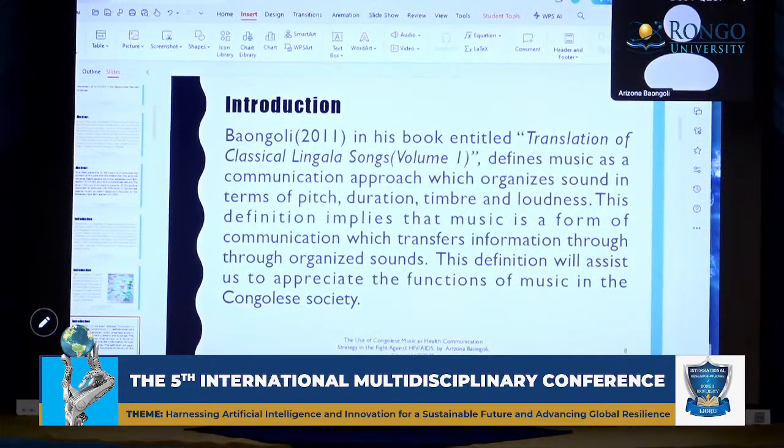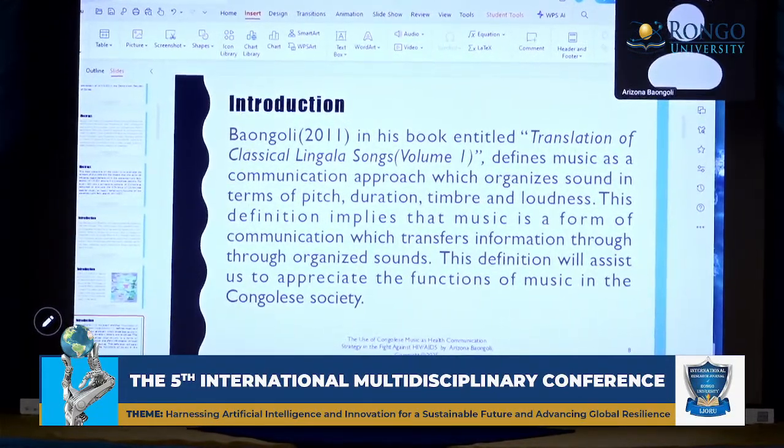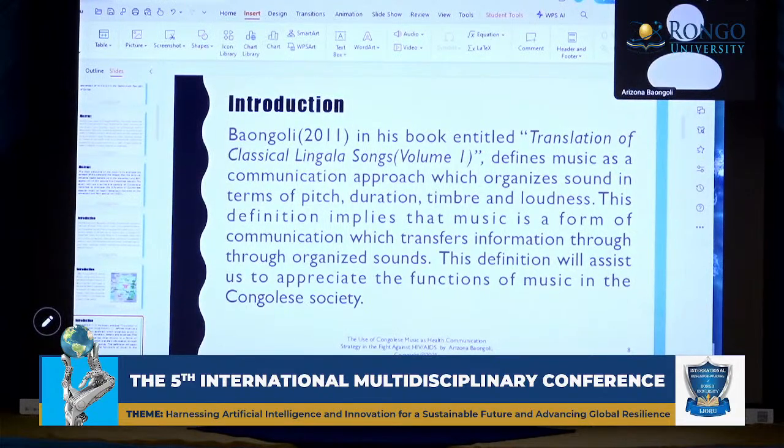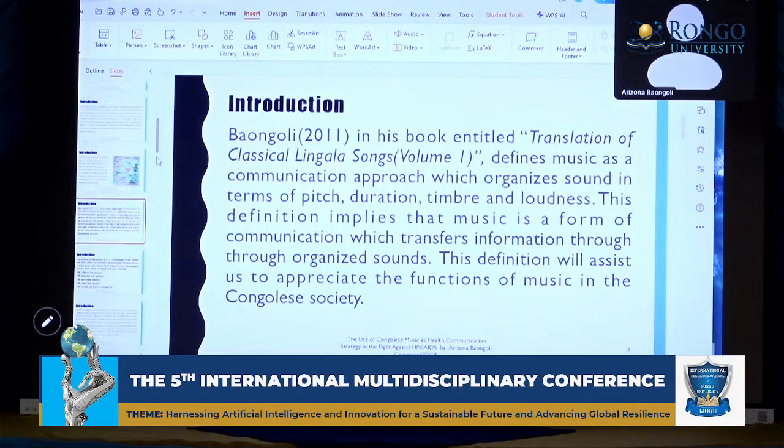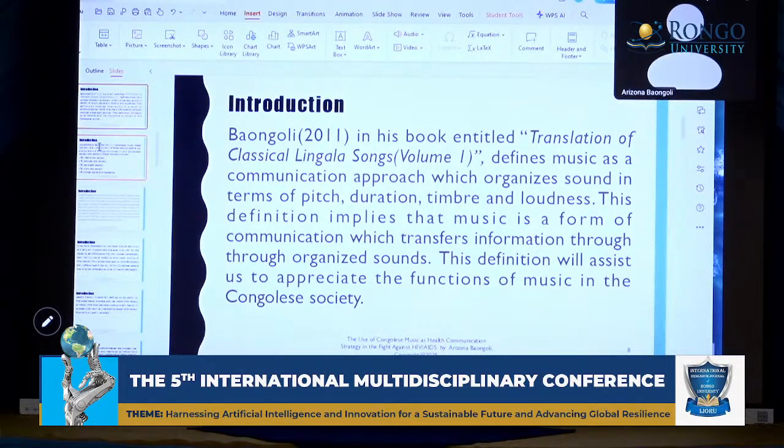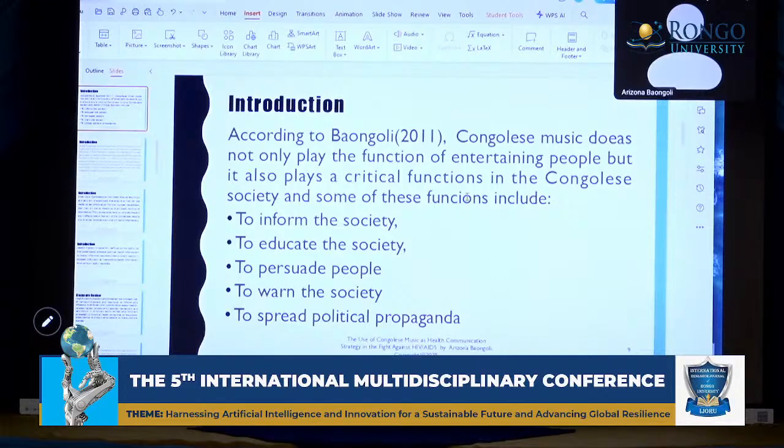Yes, I was saying that we are looking at music as a form of communication where messages can be passed, and in our case, HIV/AIDS messages can be passed through music. Because music, according to one of the books written by Bangoli, plays a critical function in Congolese society. It plays a function to inform society, to educate society, to persuade people, to warn society, and to spread political propaganda. In that case, music basically plays the traditional functions that communication plays.